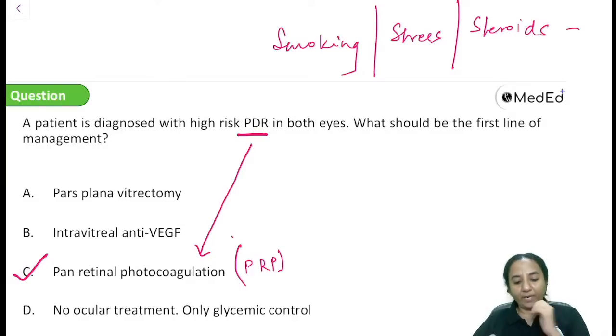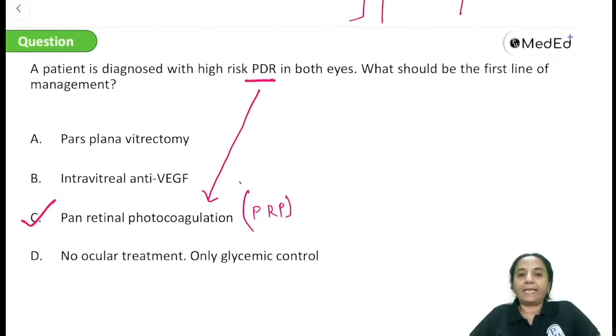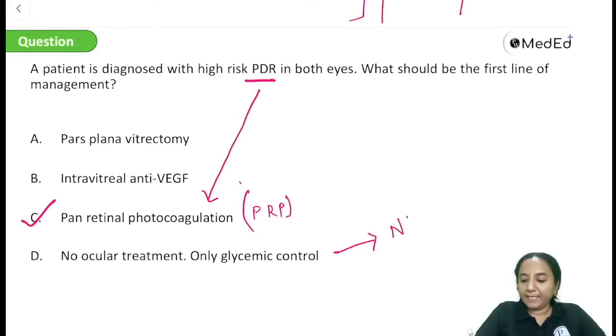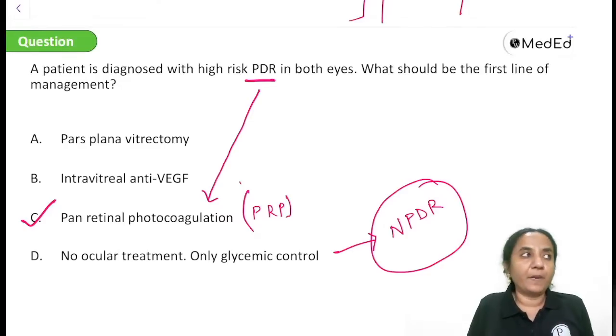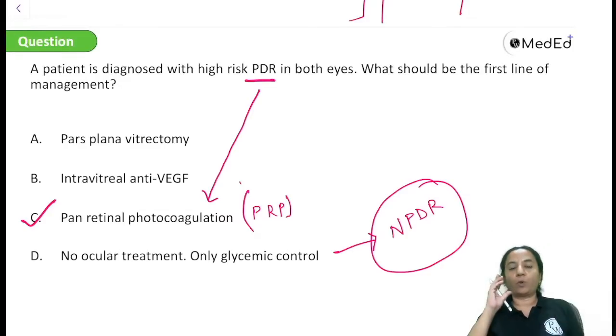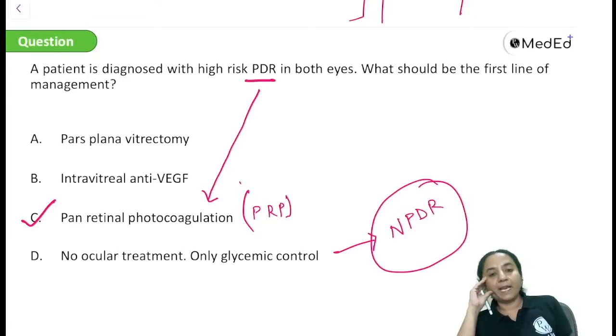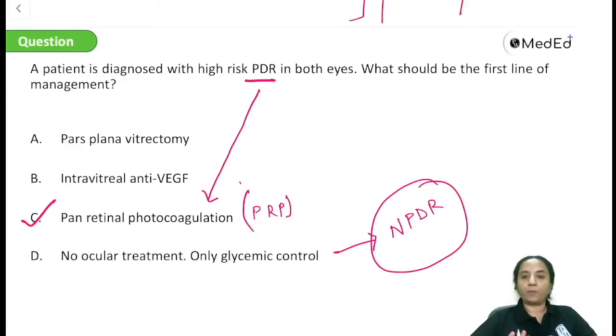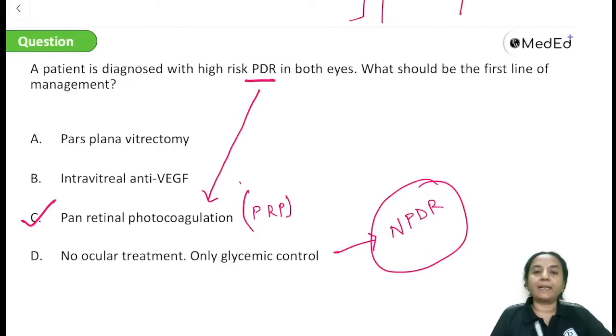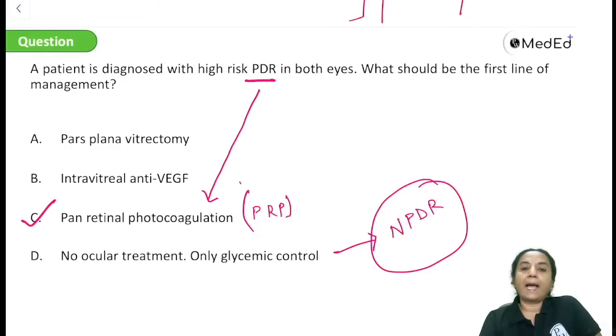Now students always confuse this with option number D, that is only glycemic control. Please remember, glycemic control with no ocular management, this is the treatment for NPDR. So if they say their patient presents with NPDR in both the eyes, what should be the line of management? Then the answer will be that no ocular treatment is to be given and only glycemic control is to be done. But the moment they say that it is PDR, in the PDR stage, the ocular management has to start and the treatment is PRP, pan-retinal photocoagulation.